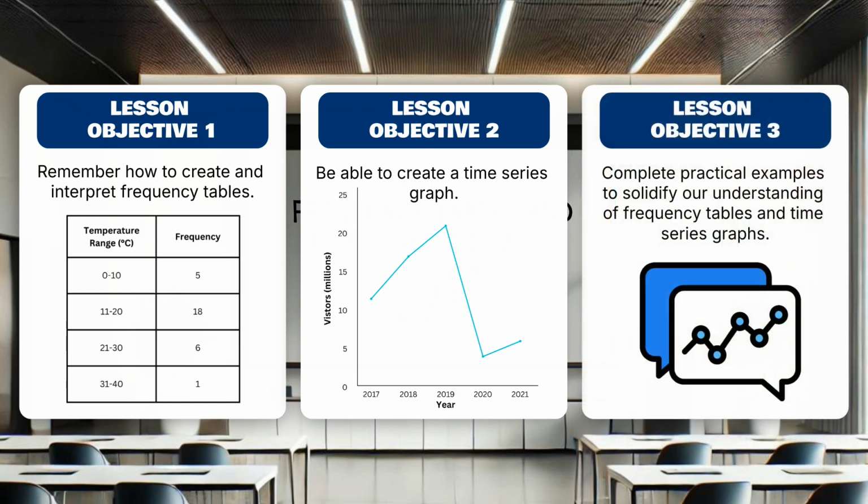We also touched on how these techniques relate to two-way tables. While two-way tables provide a snapshot of frequencies across two variables, frequency tables focus on one variable, and time series graphs extend the data visualization to show trends over time. By understanding and applying these tools, you can organize complex datasets more effectively and recognize important patterns, aiding in making informed decisions.